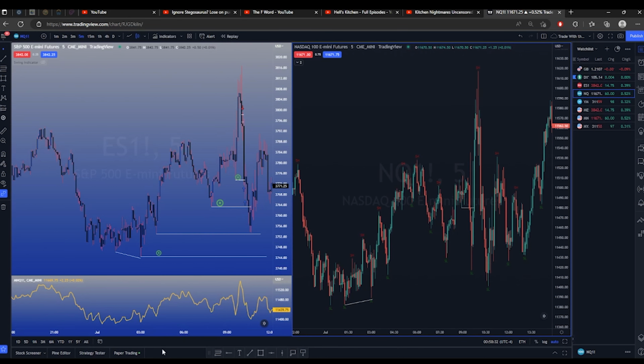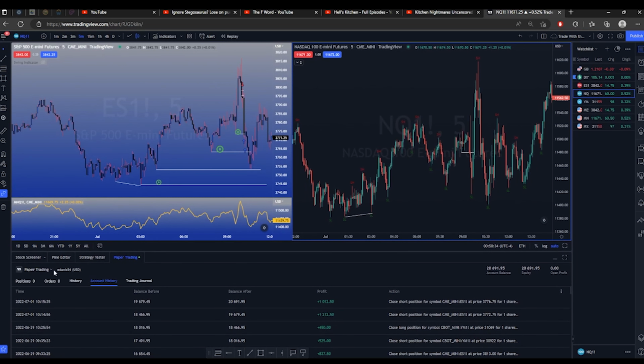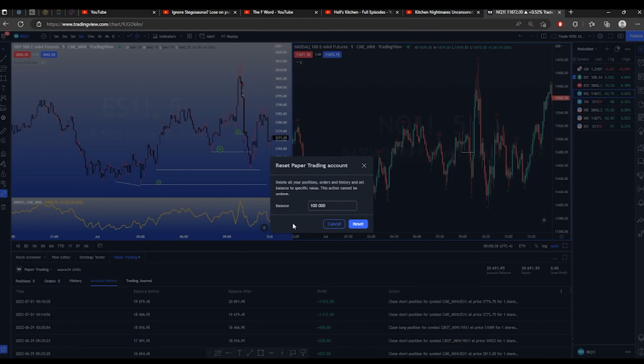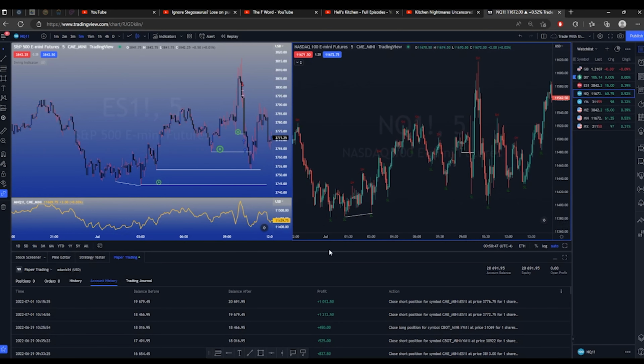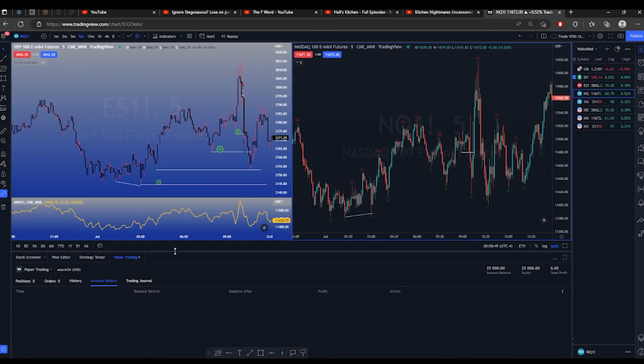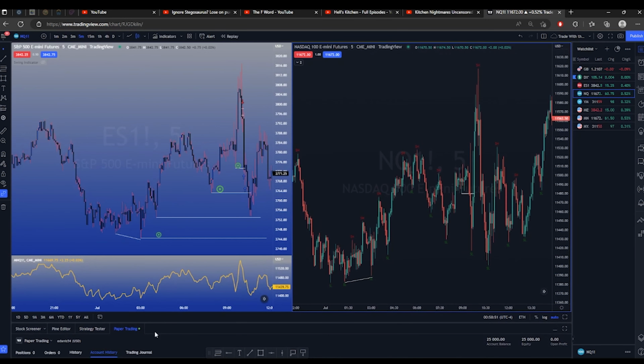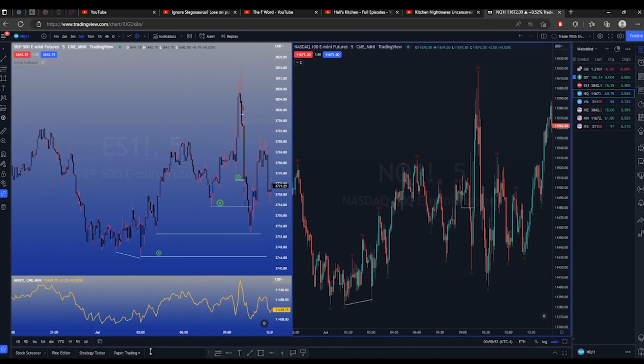And as I'm saying this as well, I'm gonna go ahead and reset this because I want to practice consistency. So we're just gonna reset this paper trading account. No, I don't want 100,000. I'm gonna practice with 25,000 because I am practicing for the FTMO challenge. I definitely want to practice with what I'm going to have.